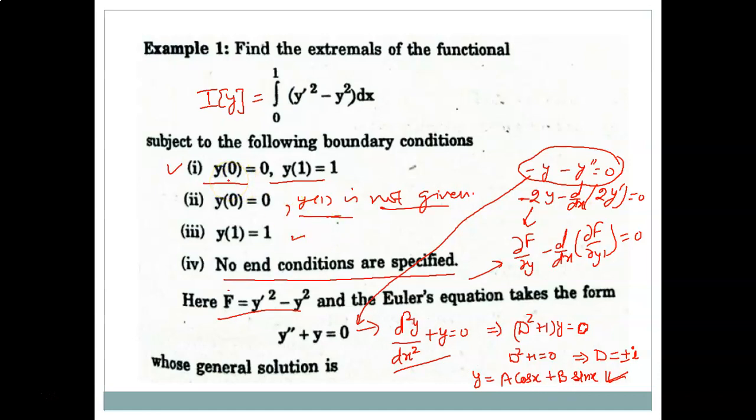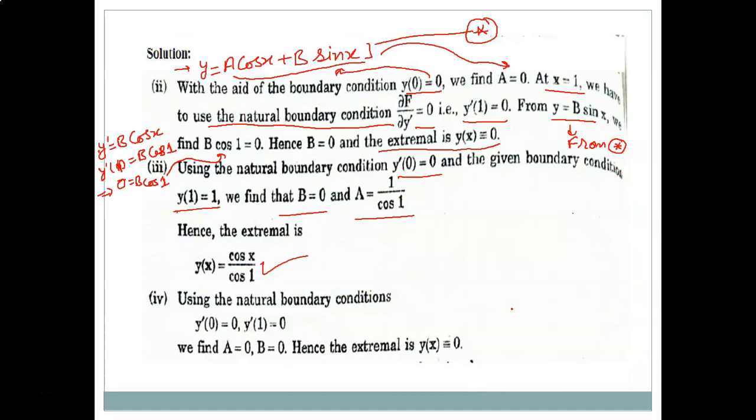In the first case, definitely we can find both values of A and B using these conditions, but here we are going to discuss the second case. So you see here y equal to this, which we are calling equation star. The first boundary condition is y at 0 is 0. So when you take x equal to 0, the value of y at 0 comes out to be 0.